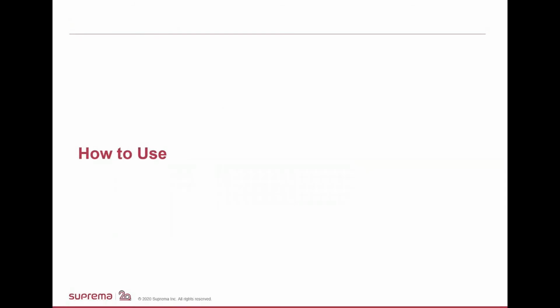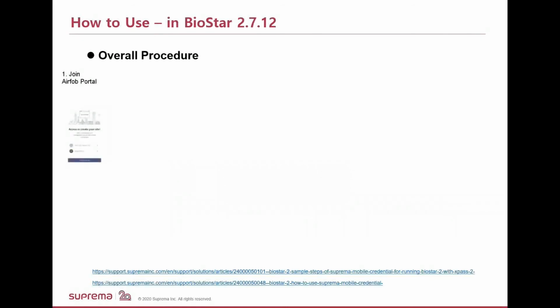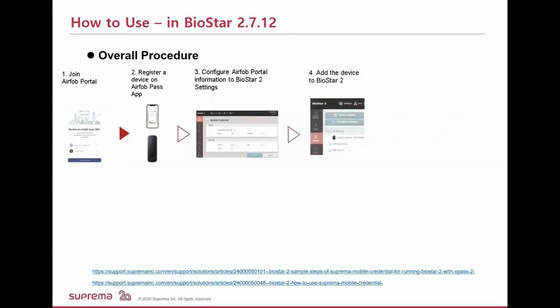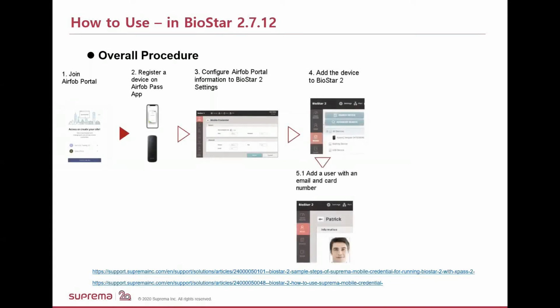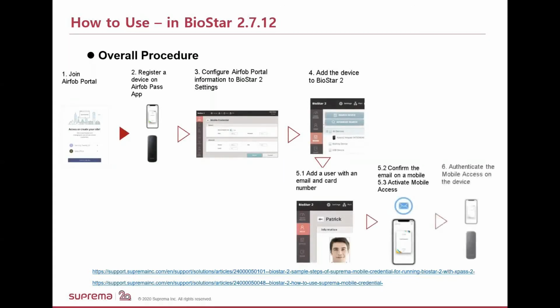This is our last part in the Suprema Mobile Access webinar. We will check how to use Suprema Mobile Access in your site in detail. This is the overall procedure to use Suprema Mobile Access in Biostar 2.7.12. It is organized in 6 steps as follows, and you can also find details from the linked articles below.